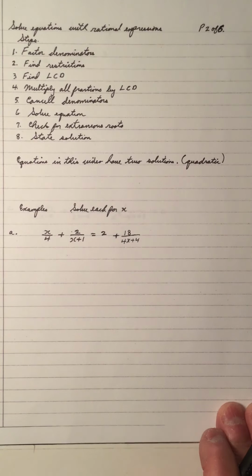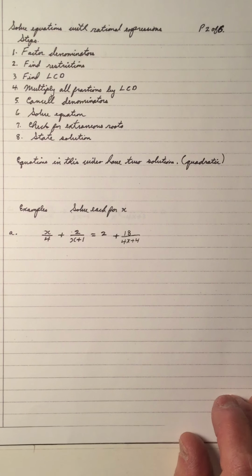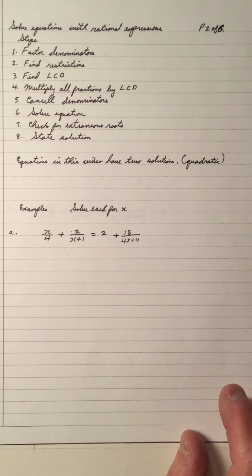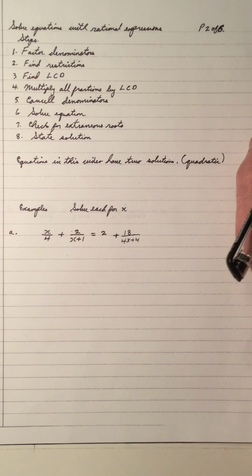Hi, welcome to my video on solving equations with rational expressions, part 2. Part 1 was when the solution, or solving the equation, came out to be a linear, which was one solution. In this one, we will solve them where solving the equation will be a quadratic with degree 2, so we'll have two solutions.